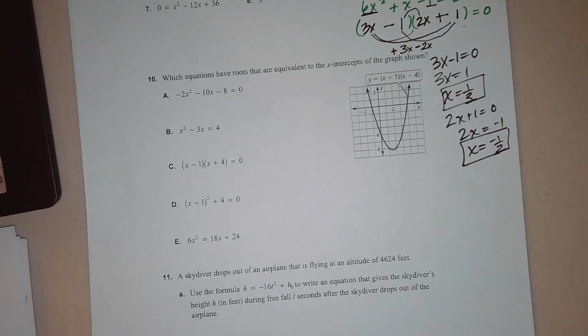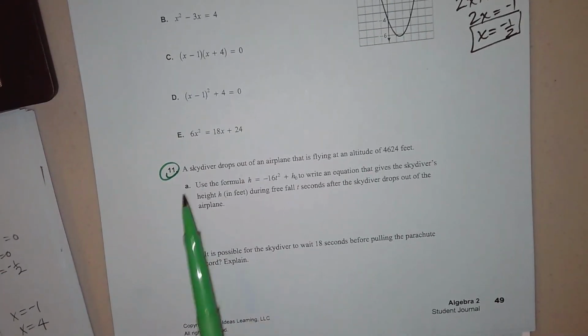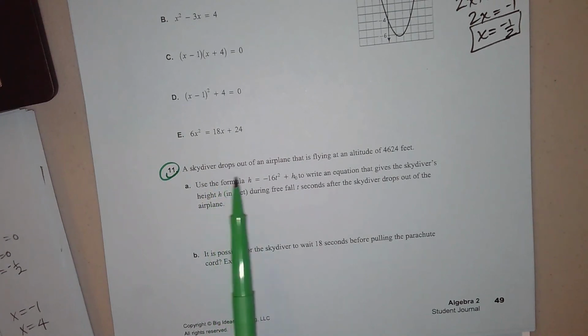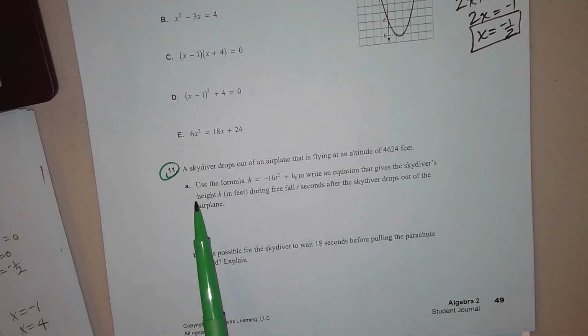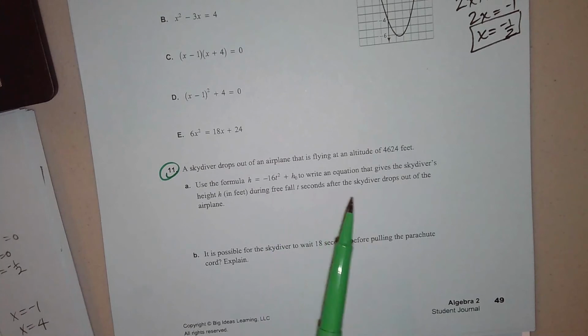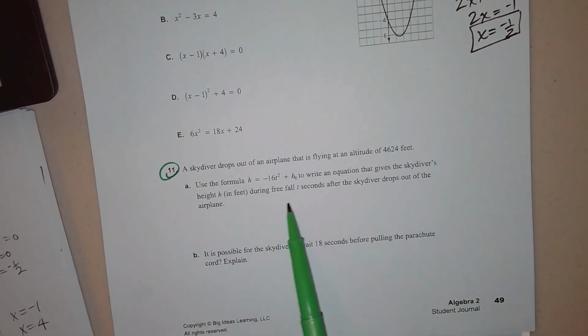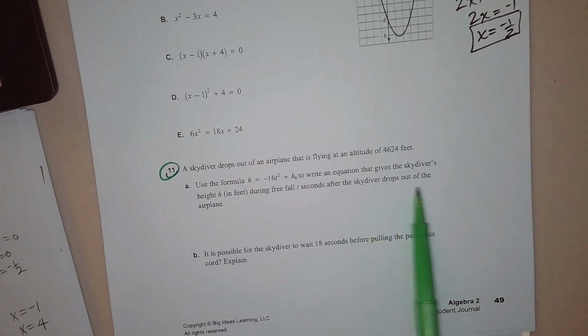I do want to go over number 11 though. So number 11 is a story problem, right? So we always want to make sure that we practice some of those. I know a lot of you had asked me to make sure we include some more. So it says a skydiver drops out of an airplane that is flying at an altitude of 4,624 feet. Use the formula h equals -16t² plus h of 0 to write an equation that gives the skydiver's height in feet during a free fall, which is t seconds after the skydiver drops out of the airplane.